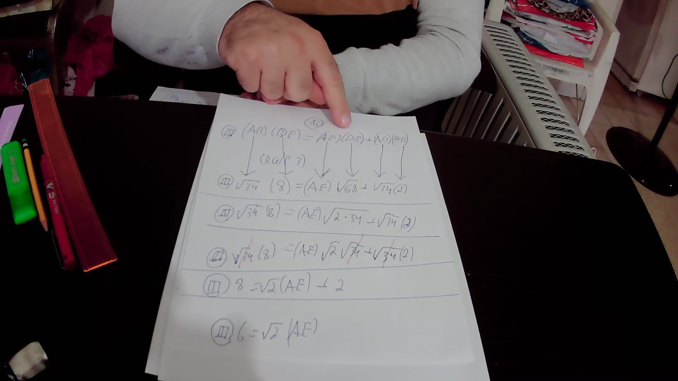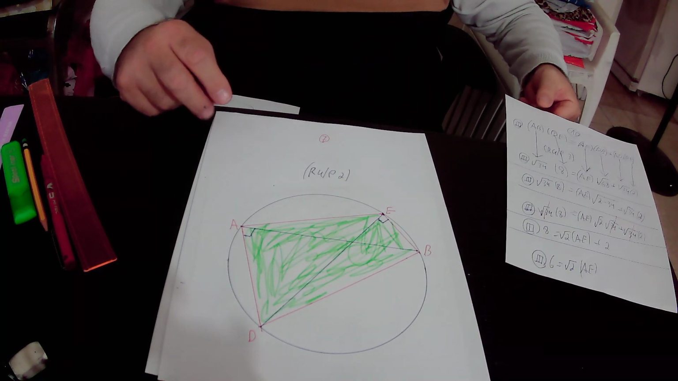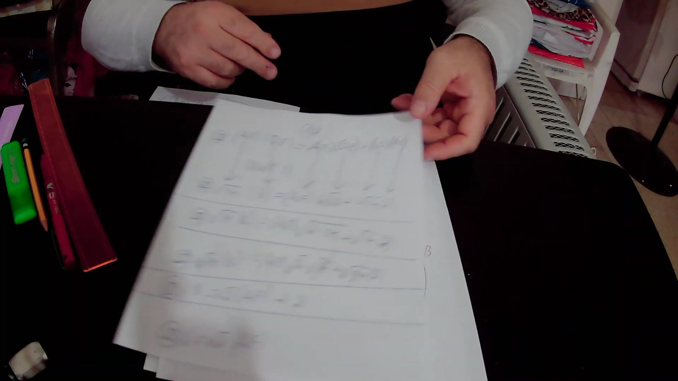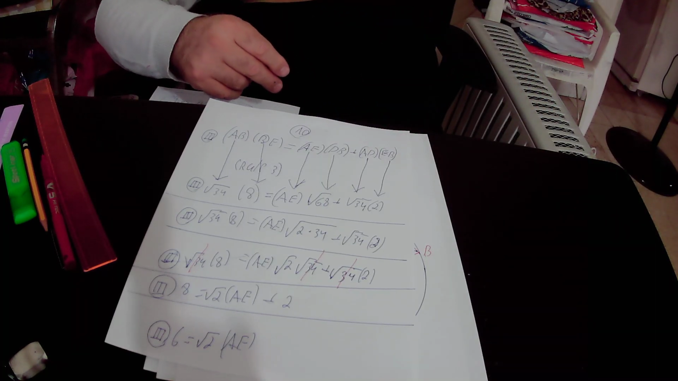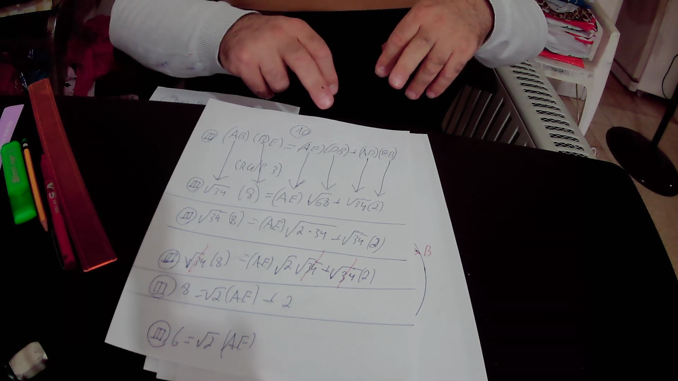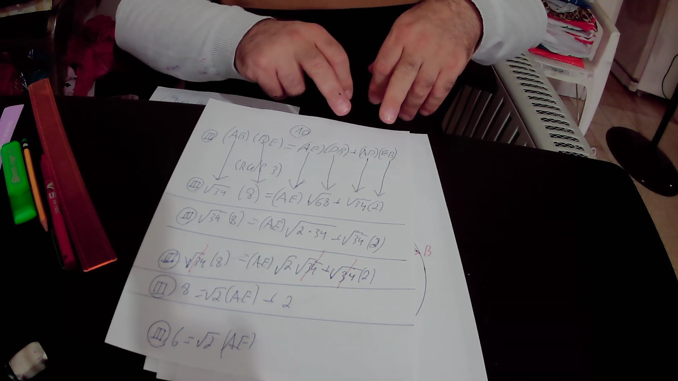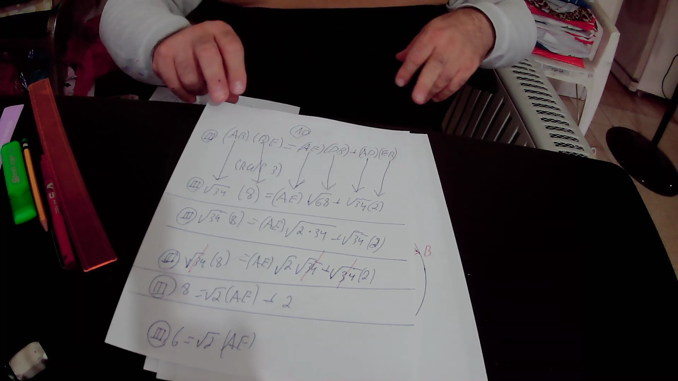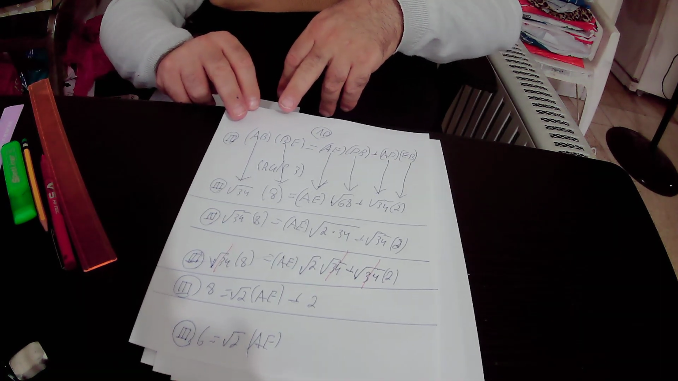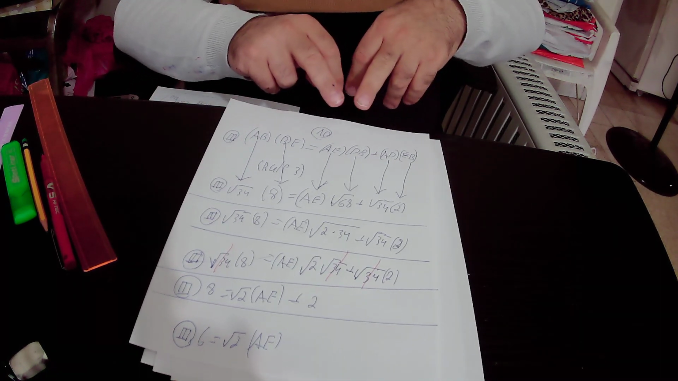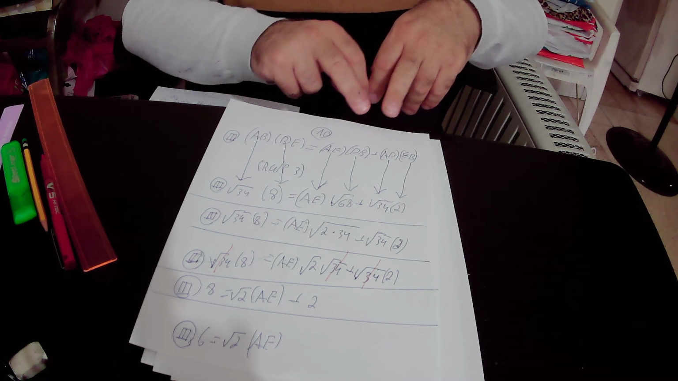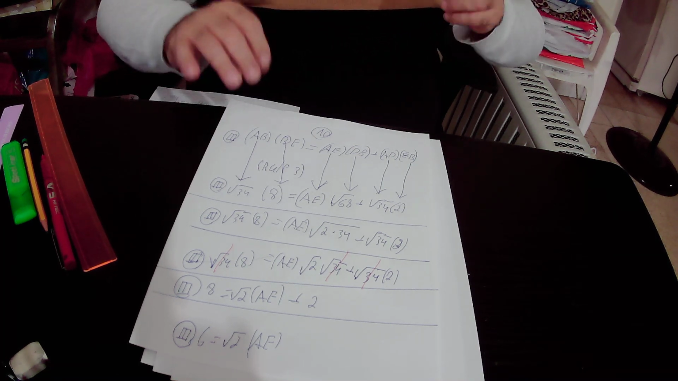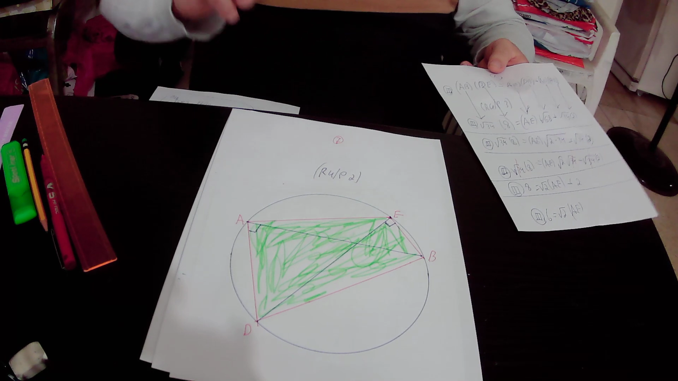AE times DB is the first product of its opposite sides, and the second product is AD times BE. According to rule number 3, the sum of the products of its opposite sides, product 1 plus product 2, equals the product of its diagonals, that is AB times DE. So AB times DE equals AE times BD plus AD times EB. So equation number 3 is the implementation of rule number 3 in this drawing.